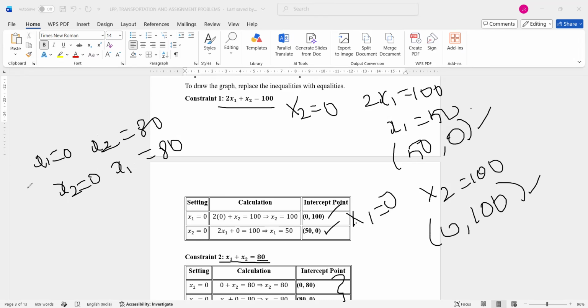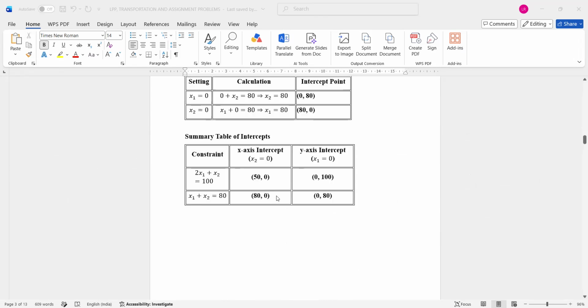Now we are going to draw the diagram. We will see the diagram. The diagram is very important. So here I have given 0 comma 100 and 50 comma 0 for the first line. Second line, 80 comma 0 and 0 comma 80. We are going to make the diagram. Okay, now we can move on to the diagram.